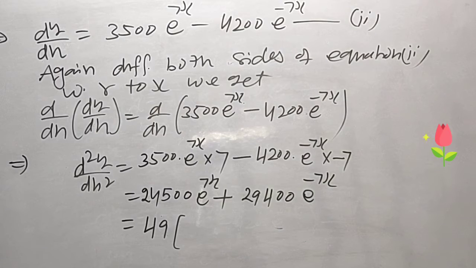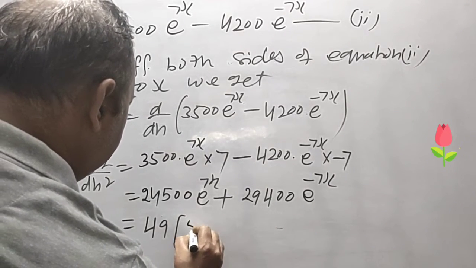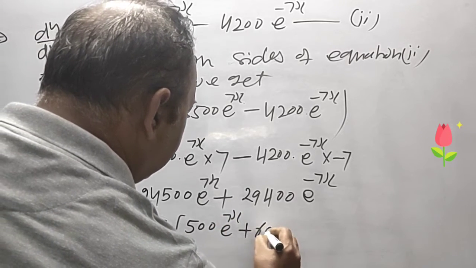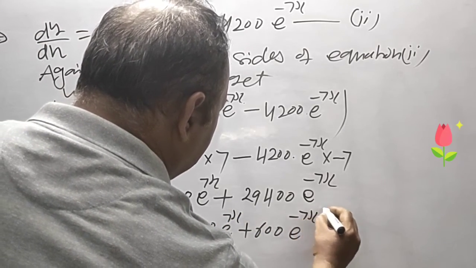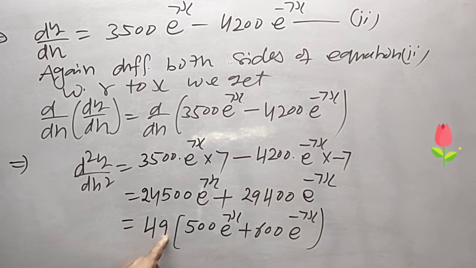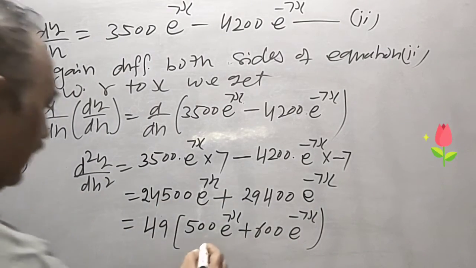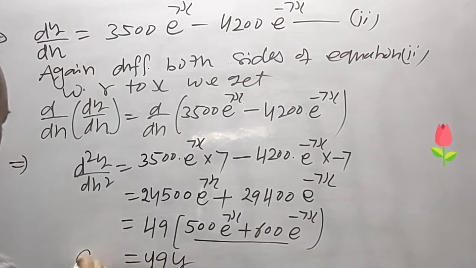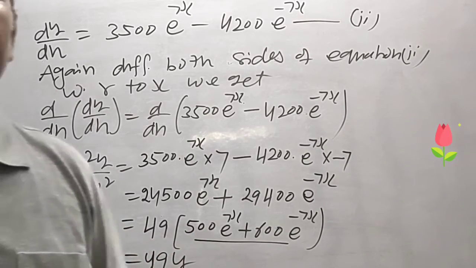here y. After taking 49 common, we will get here 500 and 600 e raised to power 7x plus 600 into e raised to power minus 7x. Taking 49 common from here, and this is the value of y and 49y. Therefore, we proved that second order derivative of y is equal to 49y. That's all.